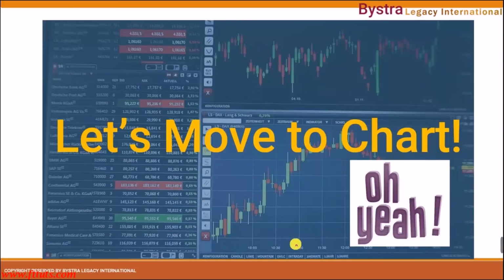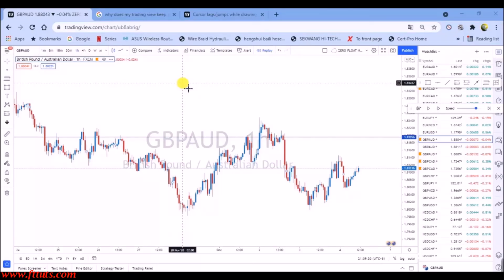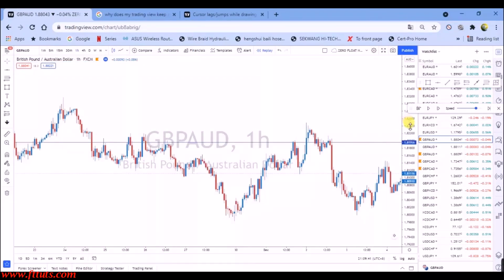So let's move on to the chart again. Oh yes. Okay guys, we are back to the TradingView chart. As I can see here in this pair, GBP/AUD on the 1 hour time frame, there is a potential QMC. Okay, so let's have a look.